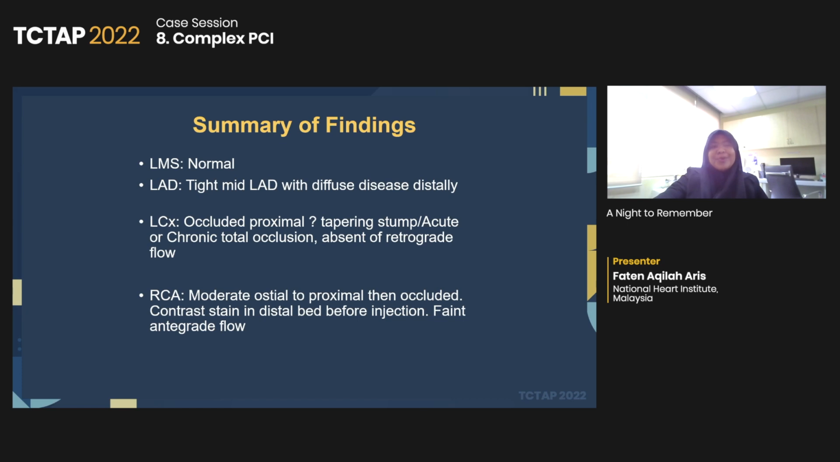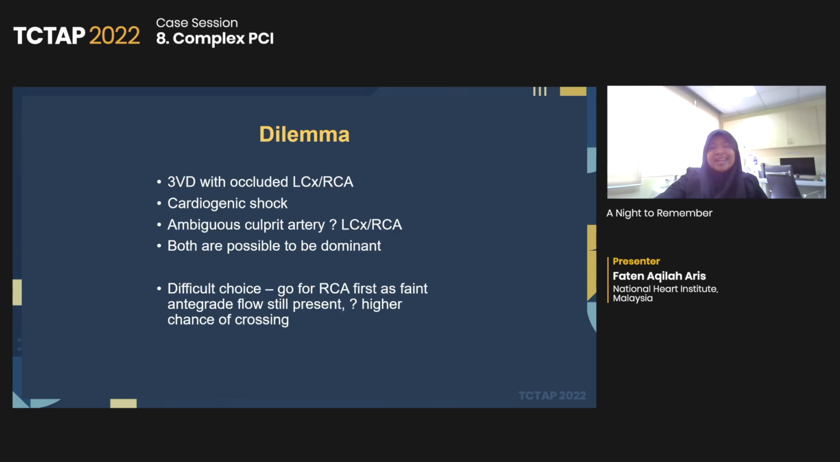So at the time, we had a dilemma. It's a 3-vessel disease with occluded left circumflex artery and right coronary artery. Patient in cardiogenic shock. We have an ambiguous culprit artery. We are not sure whether the MI is caused by the left circumflex artery or by the right coronary artery. Both are possible to be dominant. This is a very difficult choice, but we went for the right coronary artery first, as there is a faint antegrade flow still present. Hopefully, we have a higher chance of crossing.